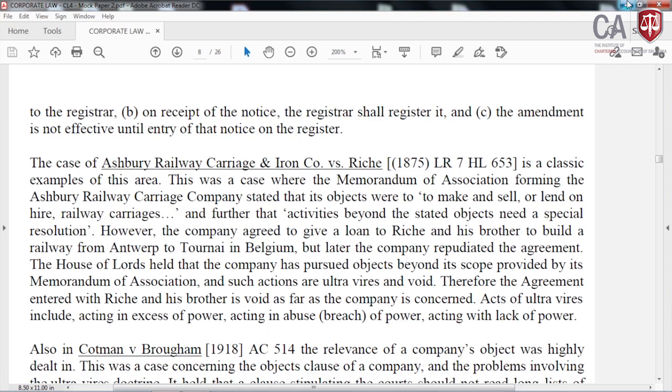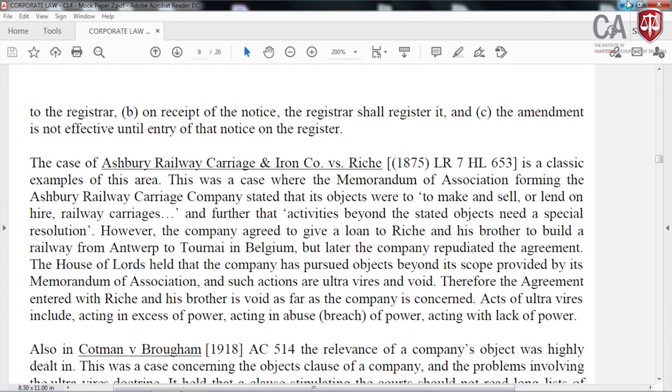However, the company agreed to give a loan to Riche and his brother to build a railway from Antwerp to Tournai in Belgium, but later the company repudiated the agreement. The House of Lords held that the company had pursued objects beyond the scope provided by its Memorandum of Association, and such actions are ultra vires and void. Therefore, the agreement entered with Riche and his brother is void as far as the company is concerned. Acts of ultra vires include acting in excess of power, acting in abuse or breach of power, and acting with lack of power.